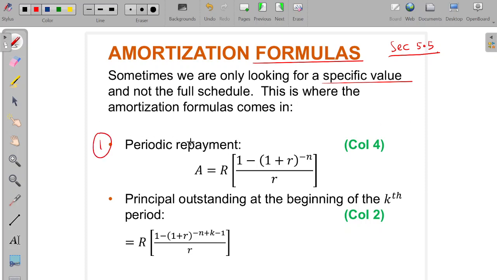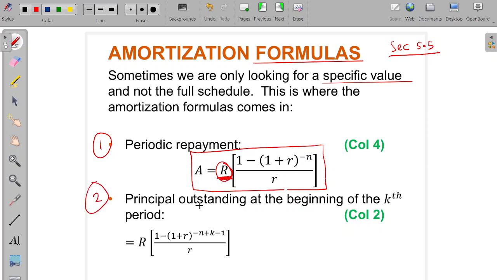The first one is the formula for our repayment, which in this case is an ordinary annuity. Don't forget, in the previous video we mentioned that you can use either ordinary annuity or annuity due, depending on whether the question states at the beginning or at the end. This is for ordinary annuity, which we are always going to use to calculate your R, your payment.